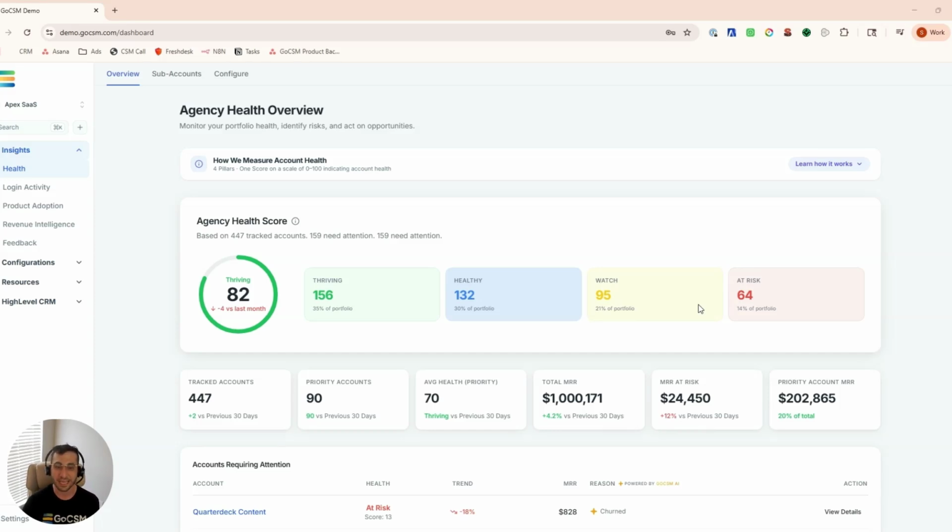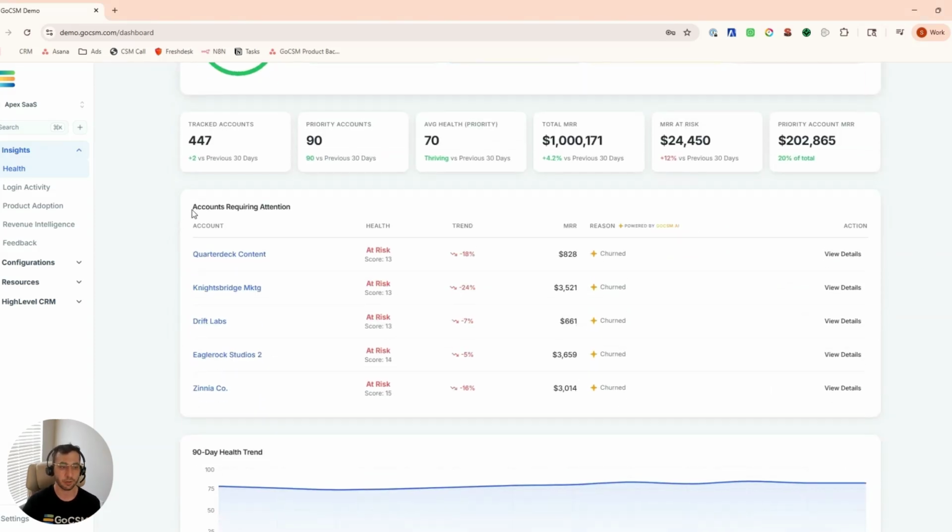The CSM cadence can be daily or weekly. If it's weekly, every Monday morning, about 60 minutes to 2 hours, same time every week. The first stop is going to be the health dashboard, and you're going to be looking at accounts requiring attention. This is an excellent, easy point to start with. These 5 accounts that are requiring attention are the first ones that you should look at.